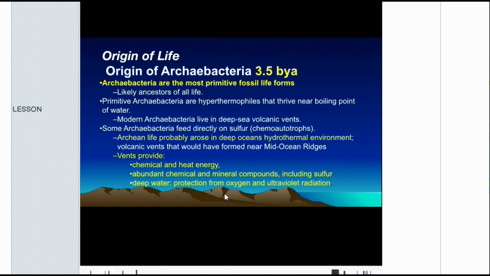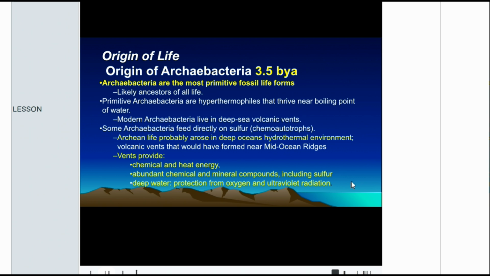So, Archaeobacteria are what we're calling these organisms. So they are very primitive forms of life. They live in the deep sea volcanic vents, and they feed on sulfur, and they use that to be their energy source. So they are chemoautotrophs.